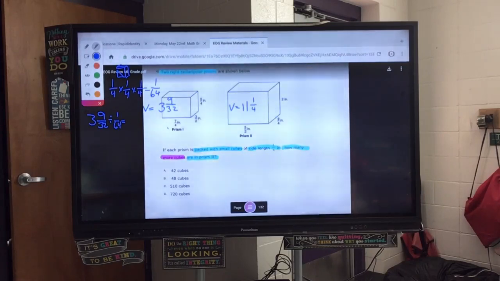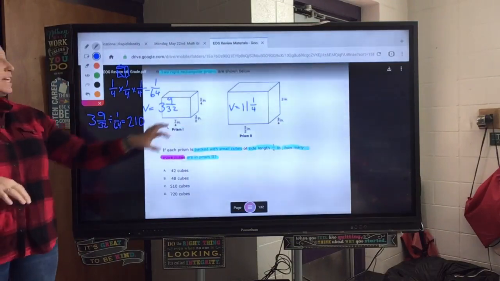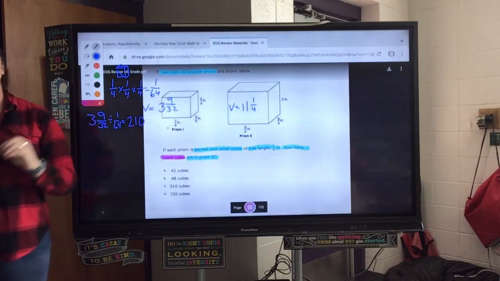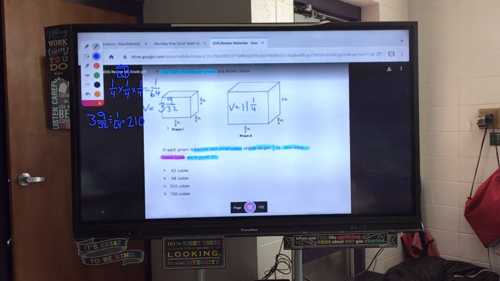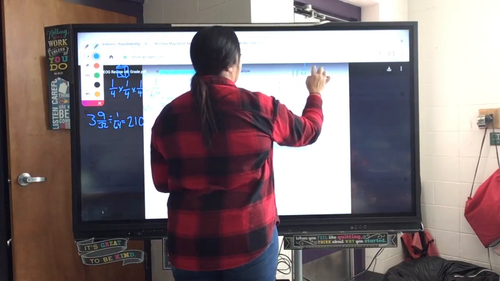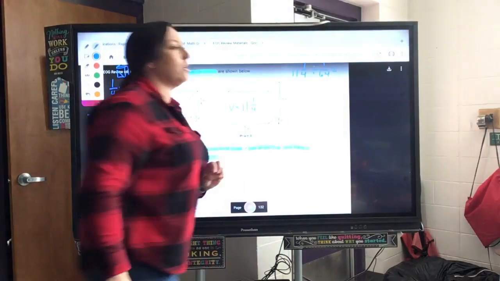So what did you get? Because y'all make some crazy faces. What'd you get, Tyler? I got 210. There are 210 baby cubes that fit inside this box. That's what that number means. Okay? So now, what do we have to do for the big rectangular prism? We do the same thing just with the different numbers. And then raise your hand when you get that answer.